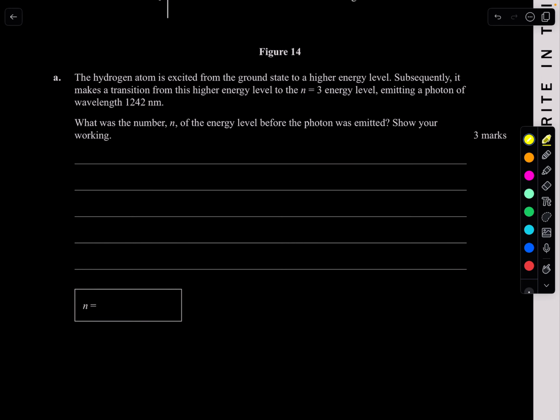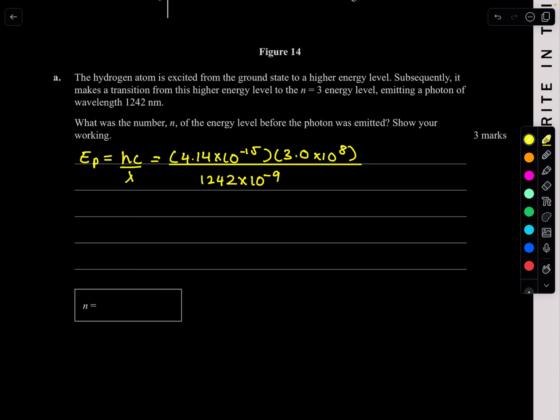Beautiful. So, I'm looking at my formula sheet. I'm given the wavelength, so I can easily calculate the energy. The energy of a photon is hc over wavelength. So I write h as 4.14 times 10 to the negative 15, times your c value, which is your speed of light, all divided by your wavelength, which is 1,242 nanometers, times 10 to the negative 9 to convert it to meters.